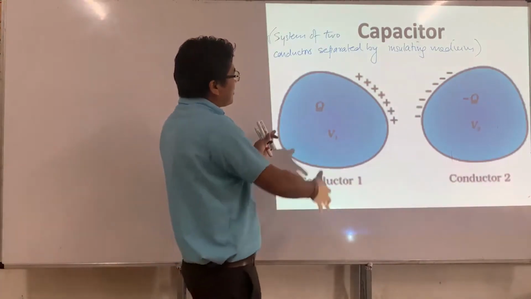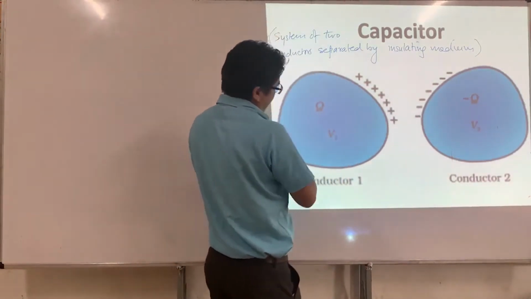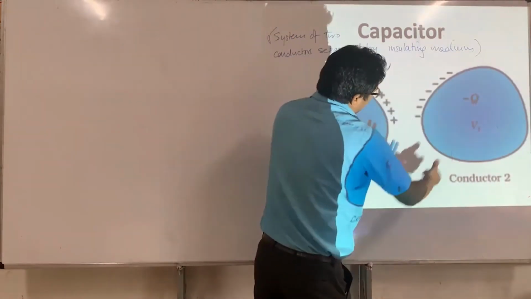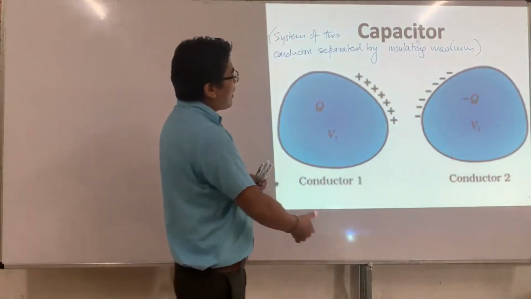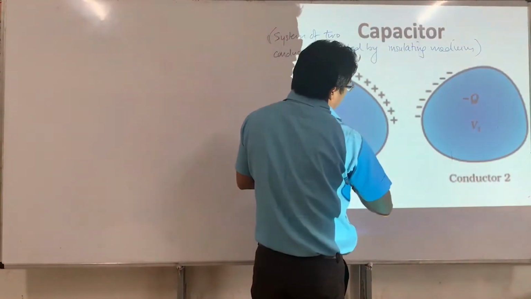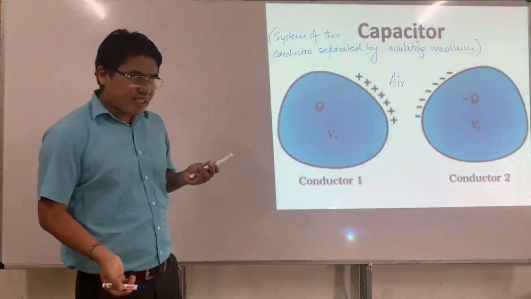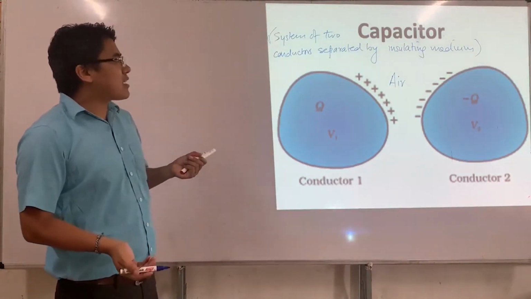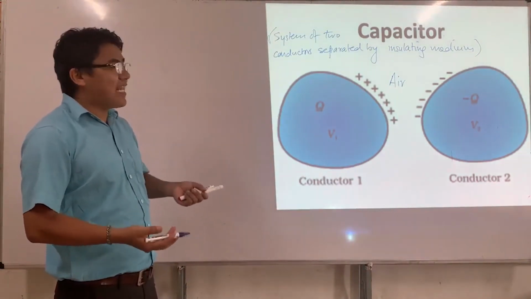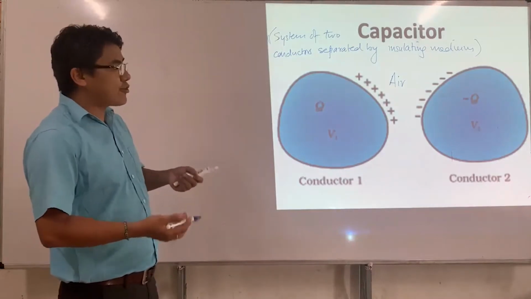So this is conductor 1, this is conductor 2, and these two are separated by an insulating medium, could be here, let's say this is here. And this becomes a capacitor, right? So what is the role of dielectric mediums, or what is the role of insulating mediums?